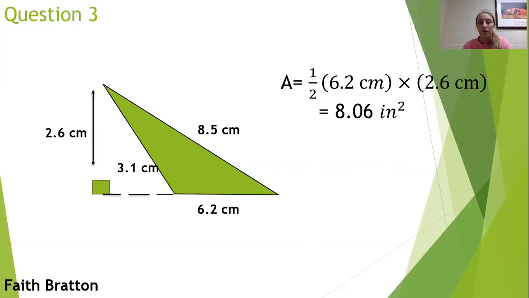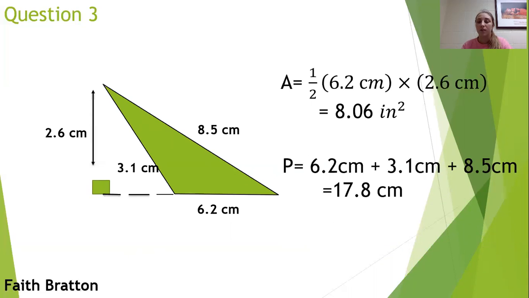Now we have to find the perimeter, like we've just been doing, so we add all the sides together. We get 6.2 centimeters plus 3.1 centimeters plus 8.5 centimeters, which is 17.8 centimeters. Therefore, the area of this triangle is 8.06 inches squared, and the perimeter is 17.8 centimeters.